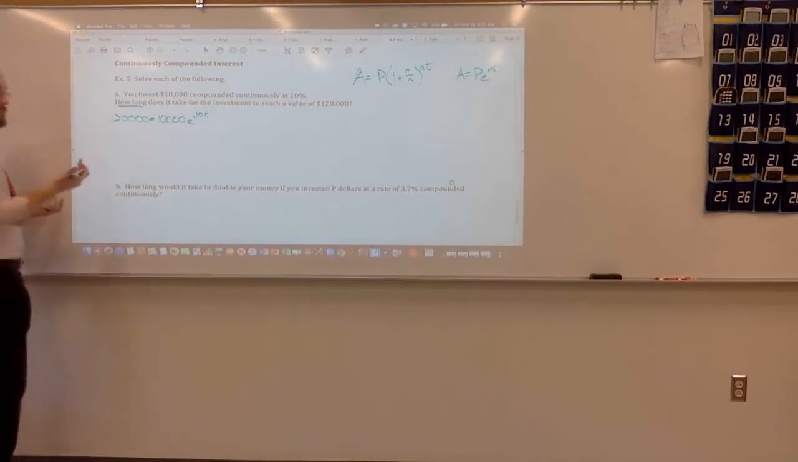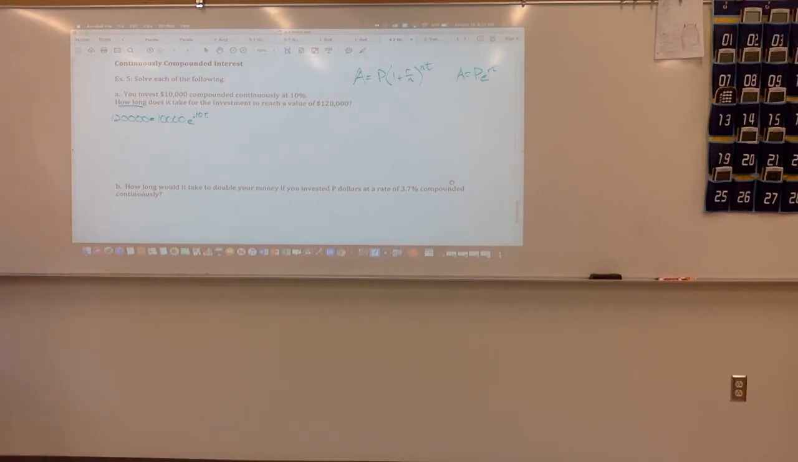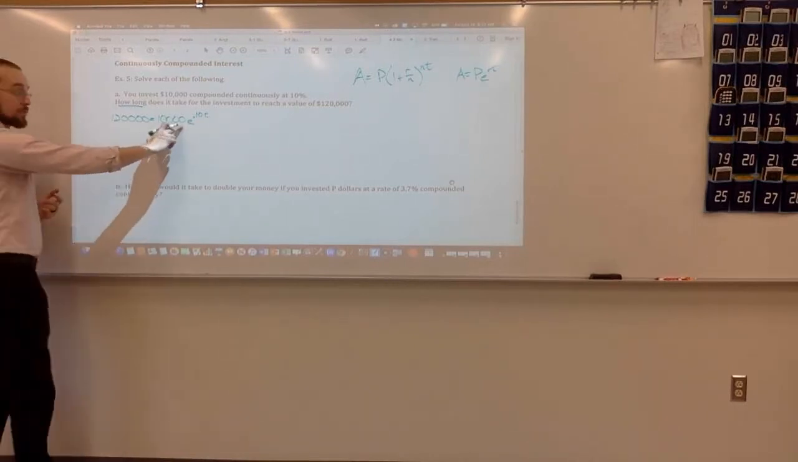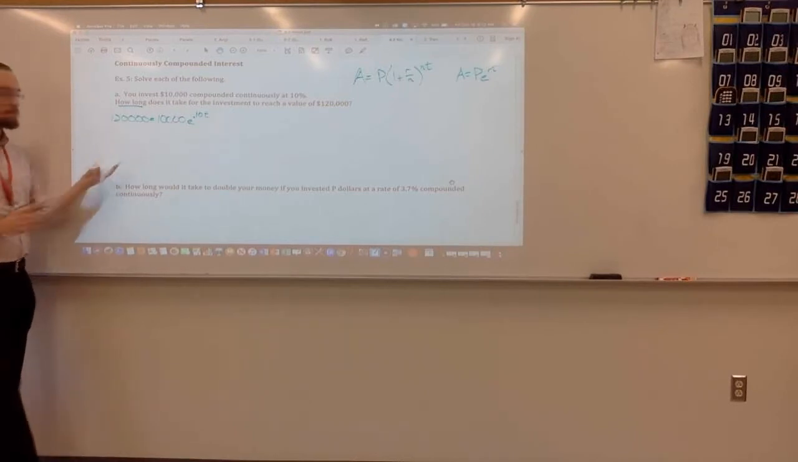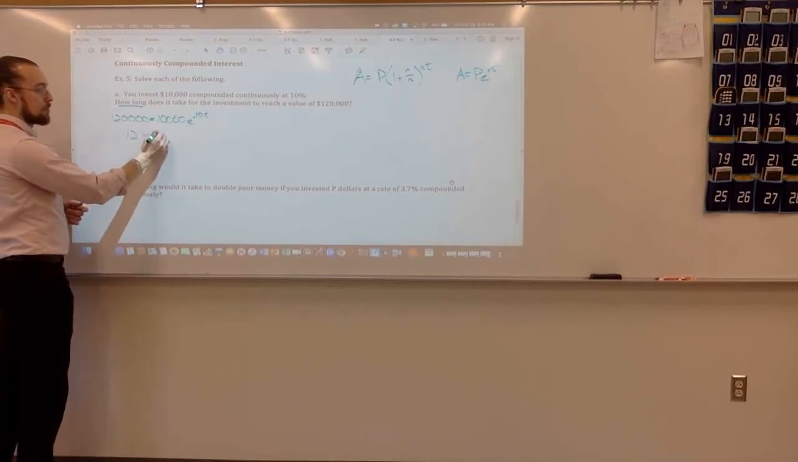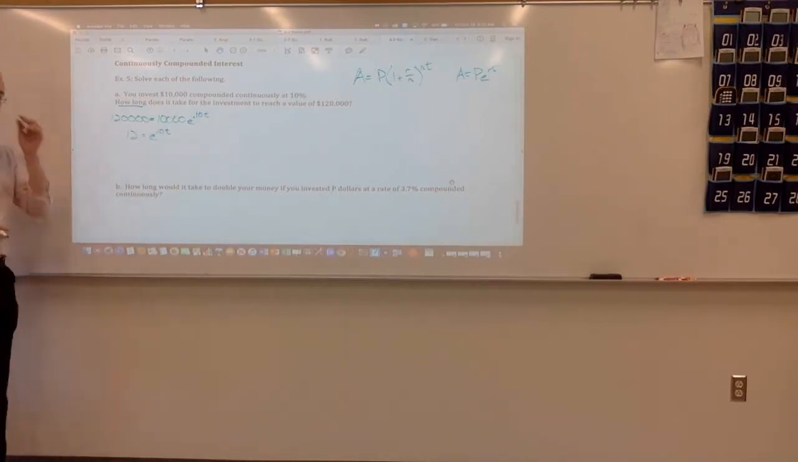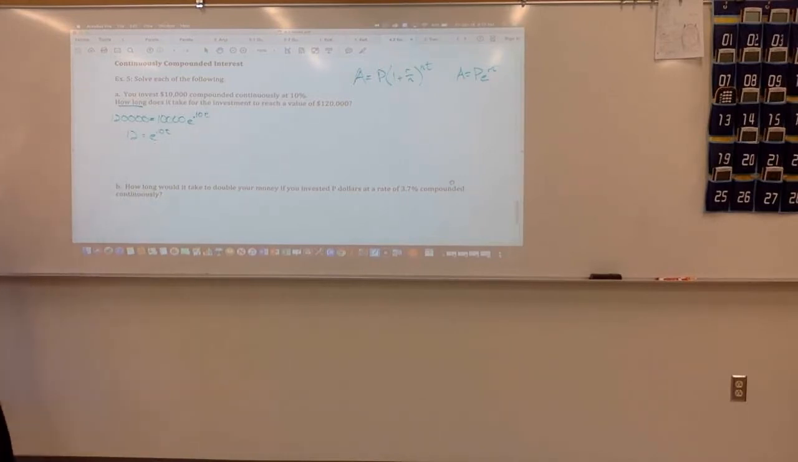Well, to do that, we first want to get the exponential by itself. So I'm going to divide both sides by 10,000. So 120,000 divided by 10,000 is going to be 12. Now I want to rewrite this as a log. That's how I'm going to get t by itself.